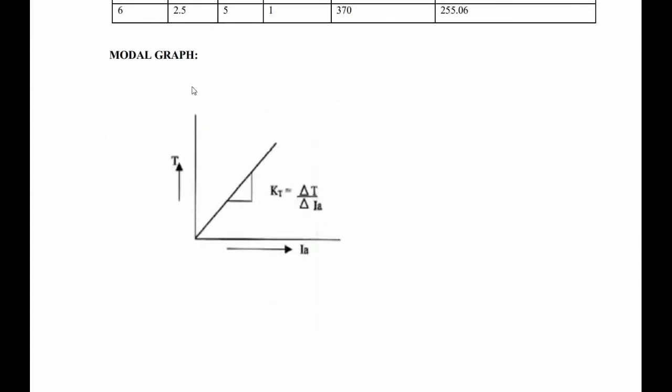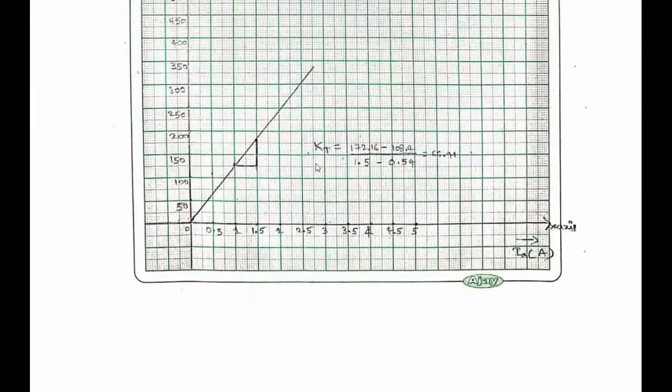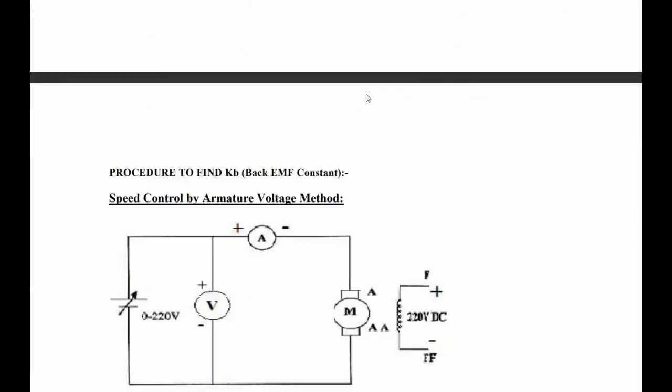Draw the model graph. This is the model graph. Torque is considered on the y-axis, and armature current is considered on the x-axis. So KT, this is the torque constant. It is the slope of the torque to the armature current, that is delta T upon delta IA. We can clearly see in this graph. With the help of those readings, we can determine KT is equal to 65.41. That is the torque constant.